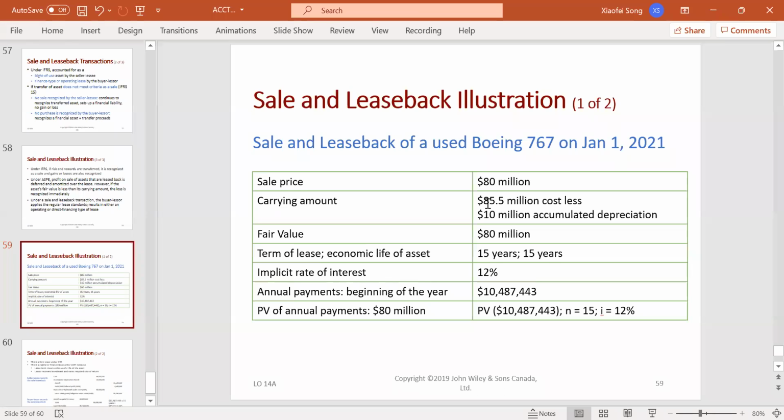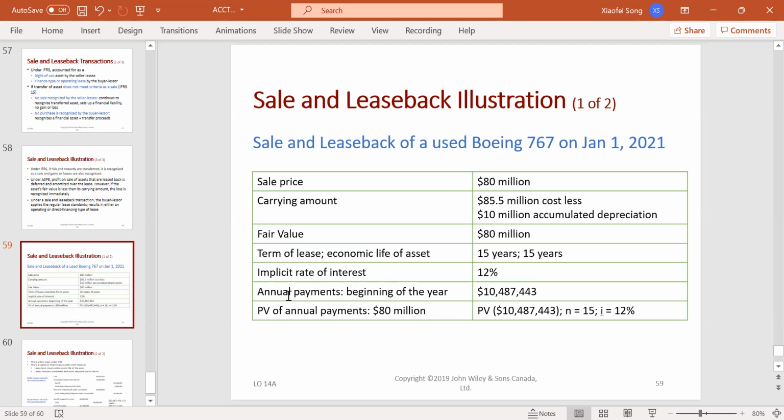However, from the seller lessee's perspective, the carrying amount is $75.5 million, right? So the cost is 85.5, but there is 10 million accumulated depreciation. Okay, so when this is sold, there's going to be a price differential. The term of the lease is the same as the economic life, 15 years. We have a 12% interest rate.